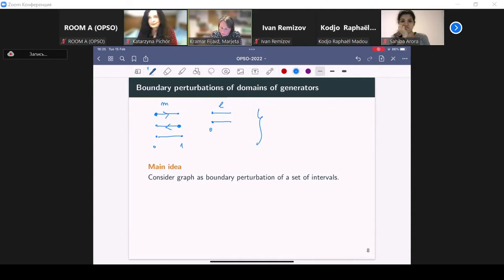So we need to glue the edges via the boundary conditions.